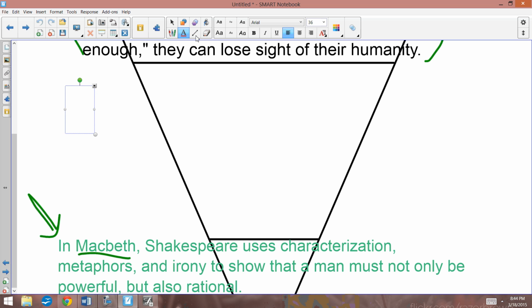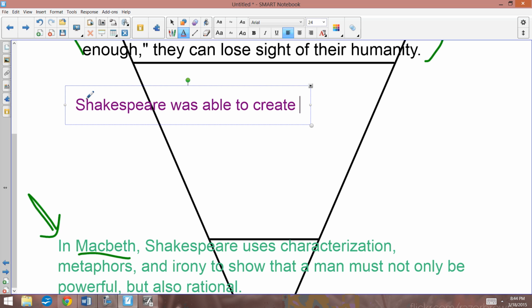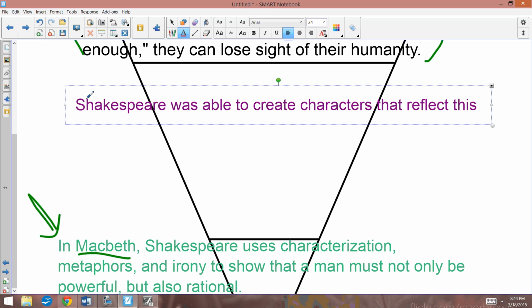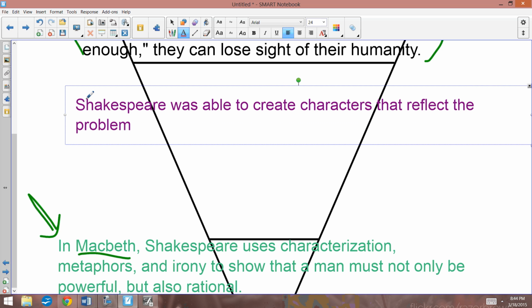Just going to use a color here. So here I'm going to start talking about my connection. I'm going to say something about Shakespeare. That can be how I bridge the connection. So, Shakespeare was able to create characters that reflect key problems that come with being too focused on gender roles.